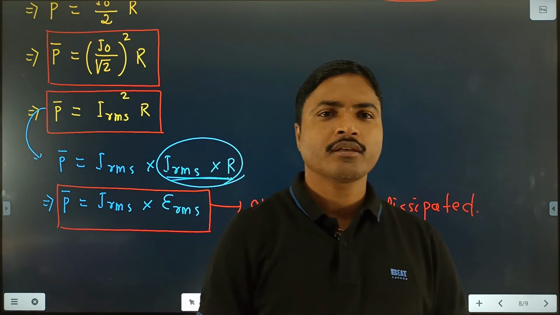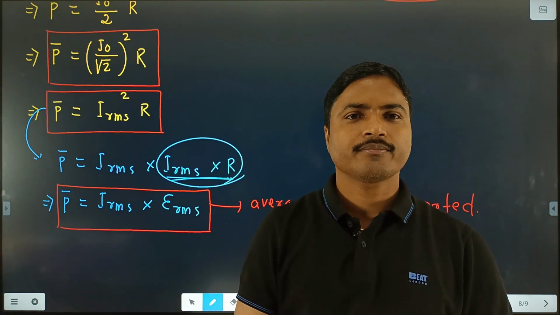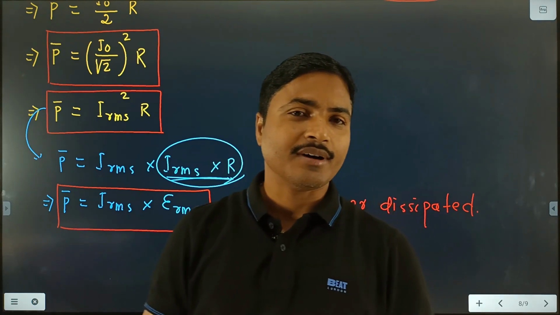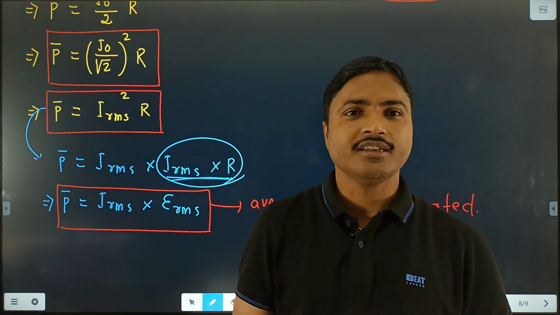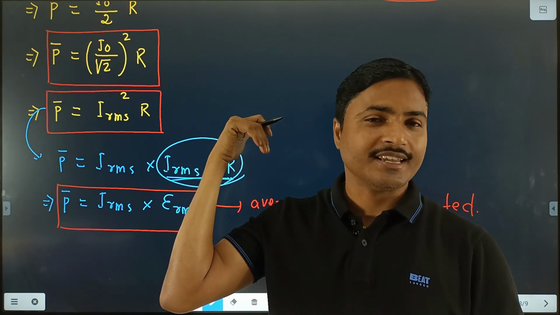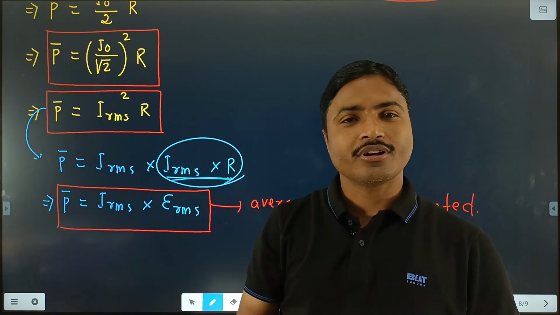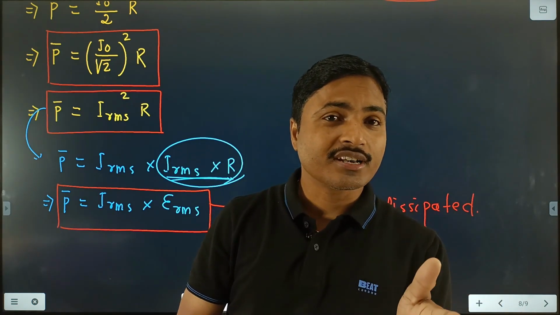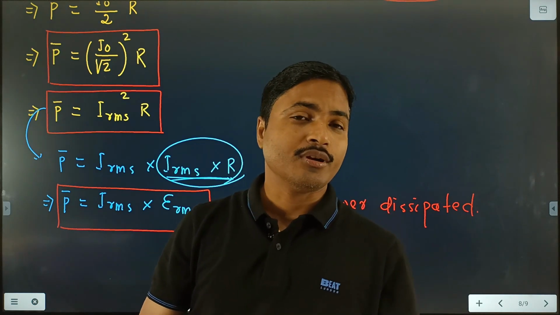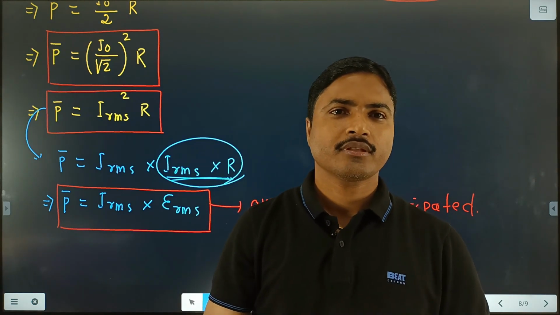and this is all about your AC circuit containing resistor only. In the next class we will discuss AC circuit containing inductor only, that means in place of the resistor here we connect an inductor. So AC circuit containing inductor only we will discuss in the next class, and thank you.